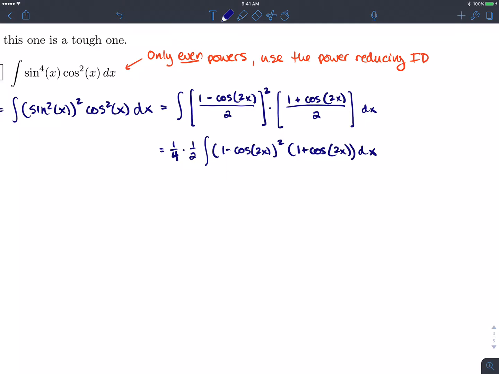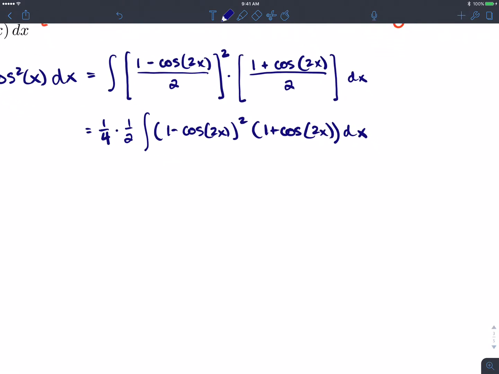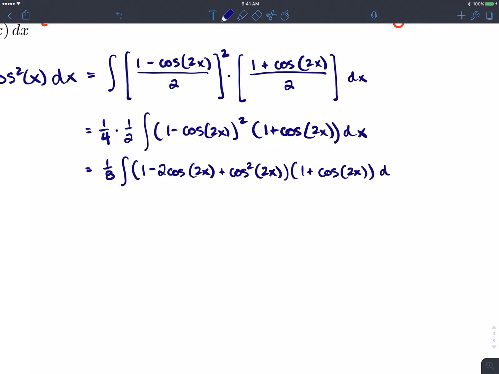And I wish I had better news, but at this point we just need to multiply everything out so that we can do term by term integration for this one. So a little bit tedious, but we'll get there. So we've got 1 over 8 times the integral. If we square out this 1 minus cosine, we're going to get 1 minus 2 cosine of 2x plus cosine squared 2x. And then that still needs to be multiplied by 1 plus cosine 2x dx.